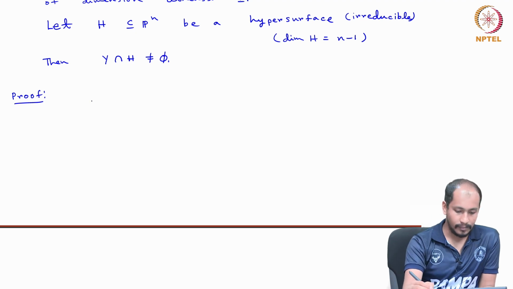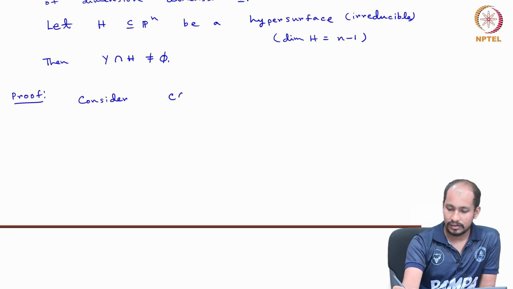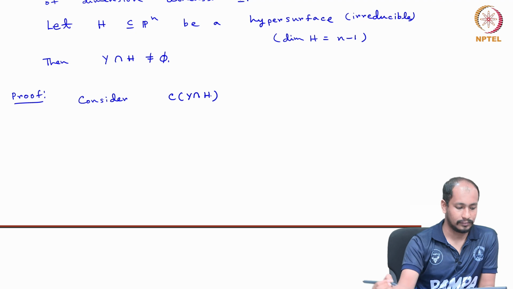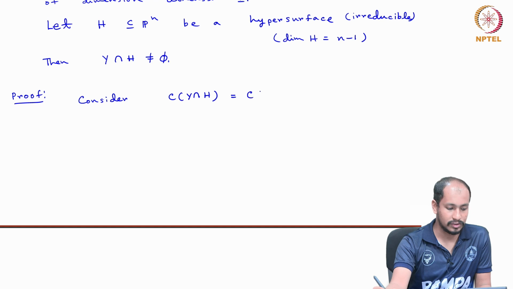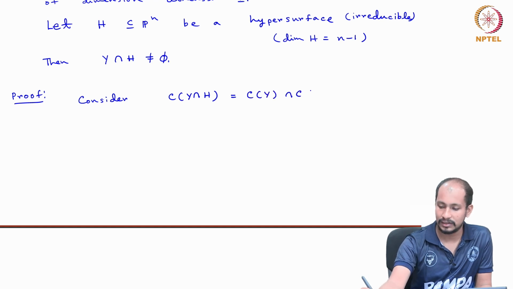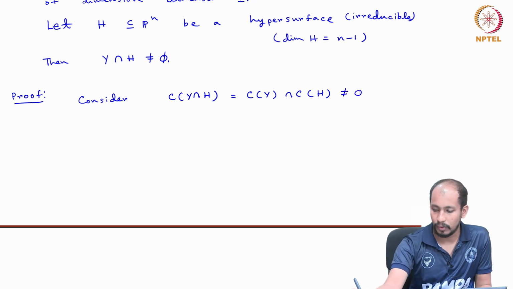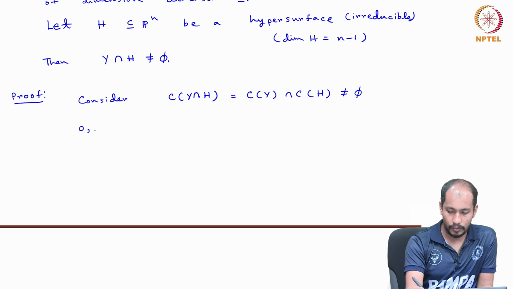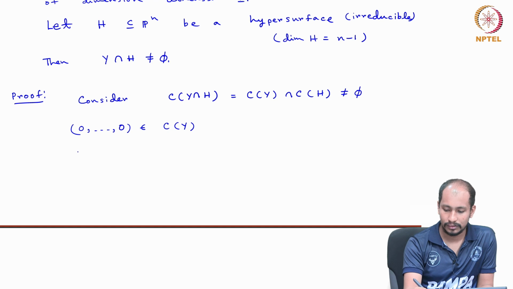Now consider CY intersection H. CY intersection H is equal to CY intersection CH, and this is always non-empty. Why? Because the point 0 0 0 0 is always inside CY, and it is also inside CH.